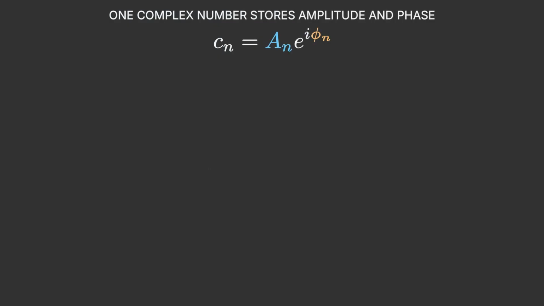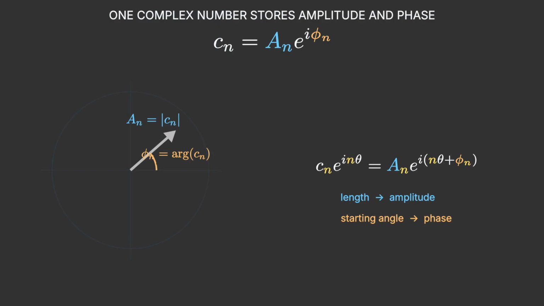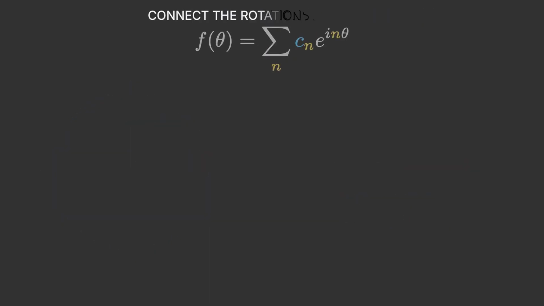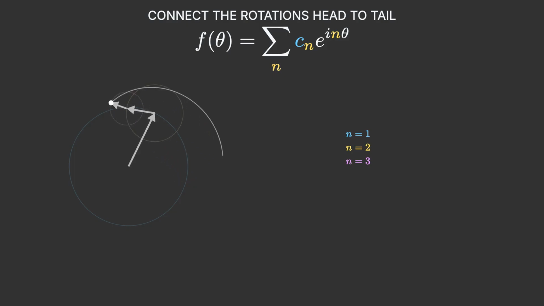A rotating arrow needs more than a frequency. Its length sets the amplitude, and its starting angle sets the phase. Both are stored in one complex coefficient, c_n = a_n e^(iφ_n). Now connect several rotating arrows head to tail.